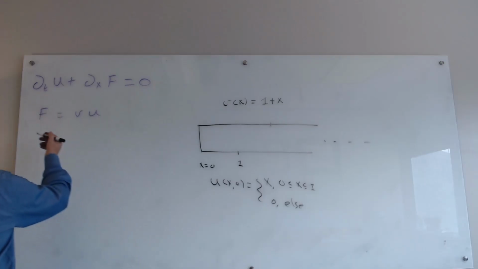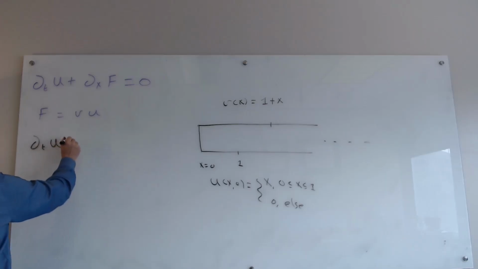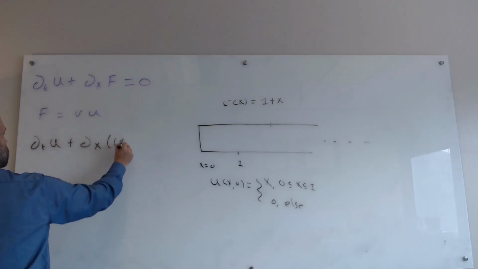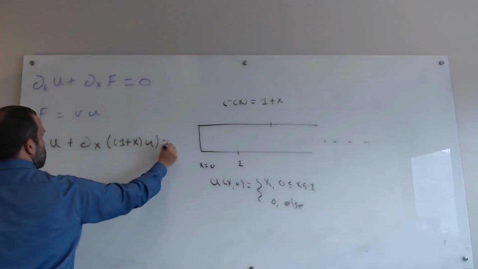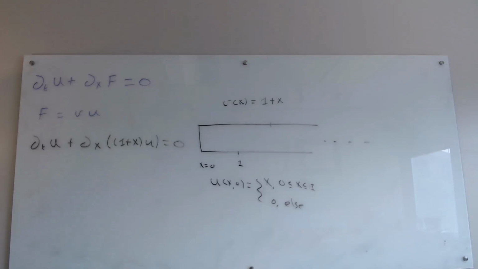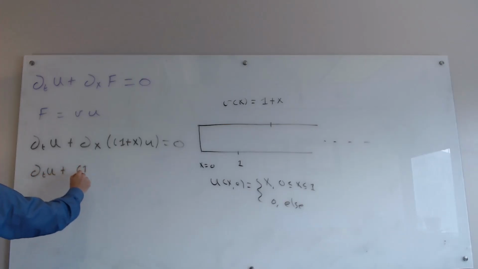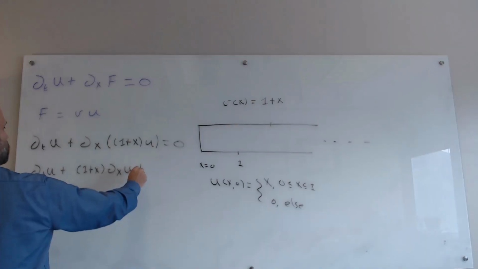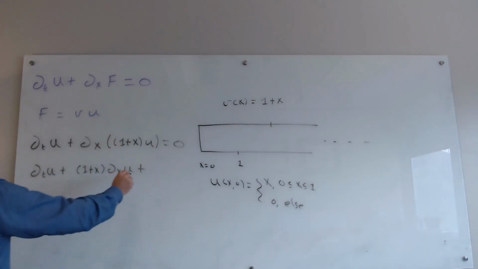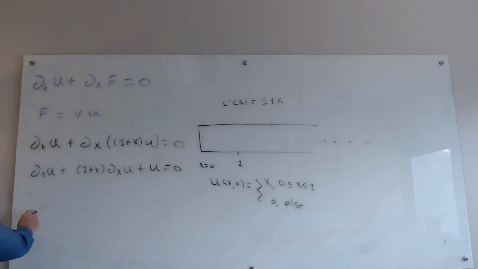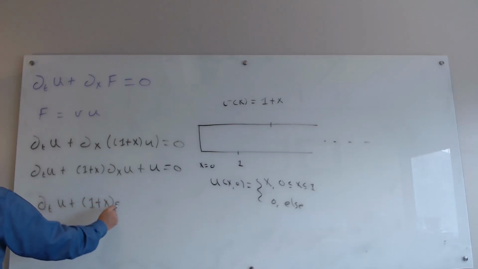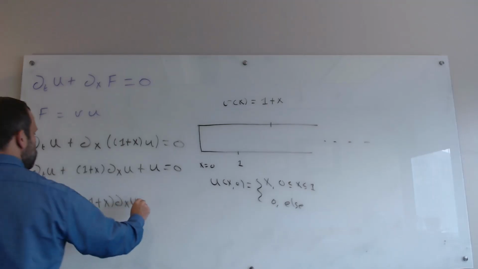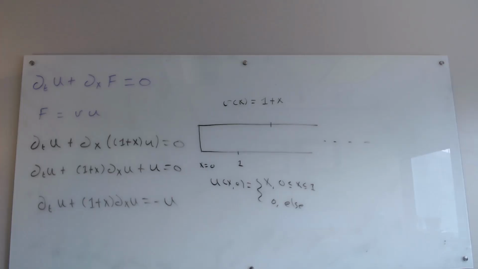Okay, so then the conservation law is going to be the t derivative of u plus the x derivative of 1 plus x times u is equal to 0. Okay, and now we can just apply the product rule here, and this becomes the t derivative of u plus 1 plus x times the x derivative of u plus the derivative of 1 plus x, which is 1, times u, equals 0. And so we have the t derivative of u plus 1 plus x times the x derivative of u is equal to minus u.